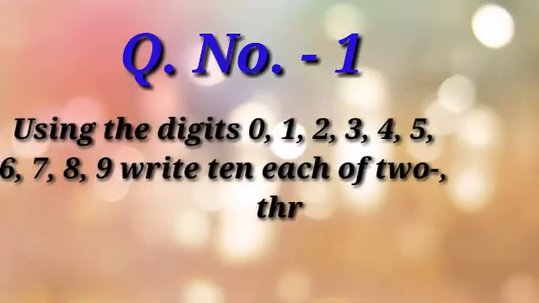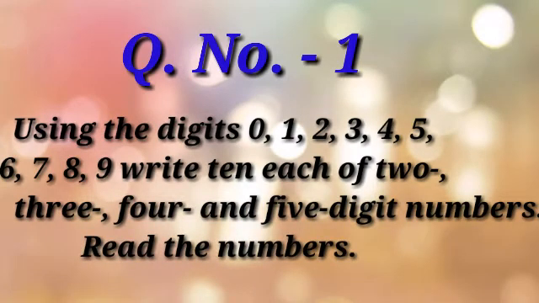Here is our first question: using the digits 0 to 9, you have to write 10 each of 2 digit, 3 digit, 4 digit and 5 digit numbers and you have to read them. It means you have to write the spelling also. Now let's move towards the actual answer.